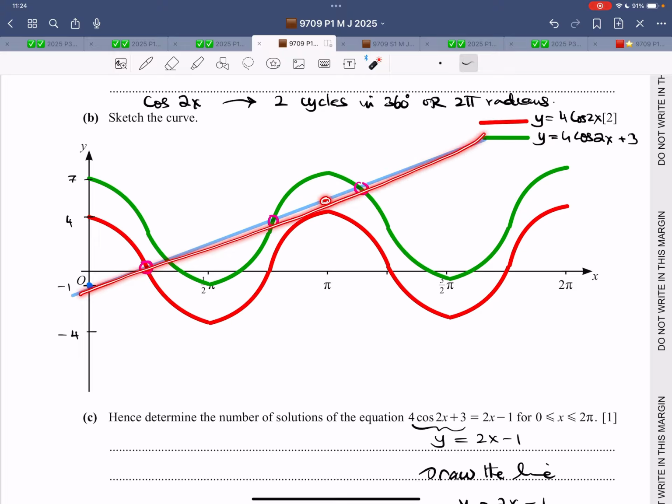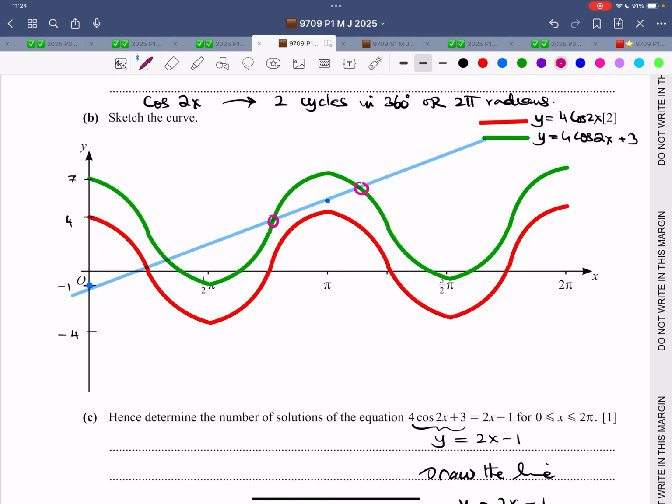Draw a line. They are not asking us for the real solutions. Actually, they are asking us for the number of solutions. They are not asking for the solution itself because we are not drawing it on a grid. How many points of intersection between these two lines are there? I think by mistake I have labeled this one a little bit wrongly. So now let me just erase it all, and I think that has done the job.